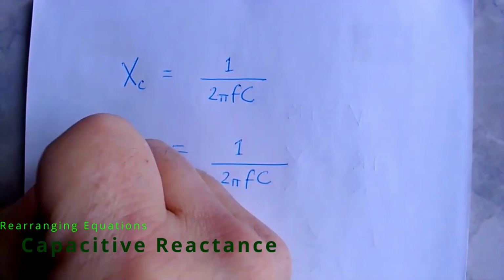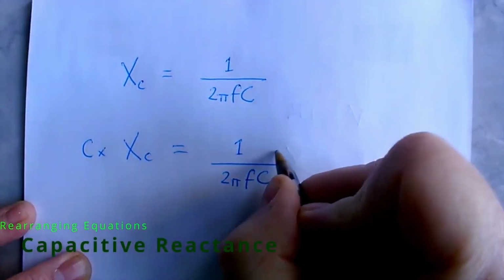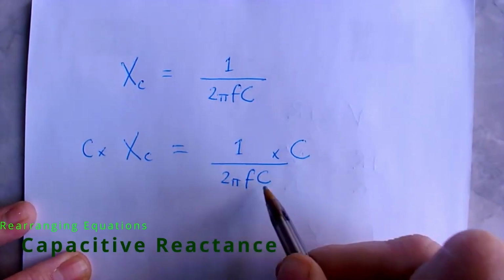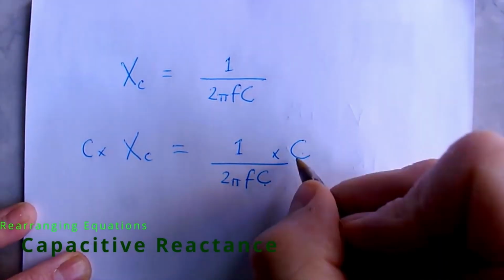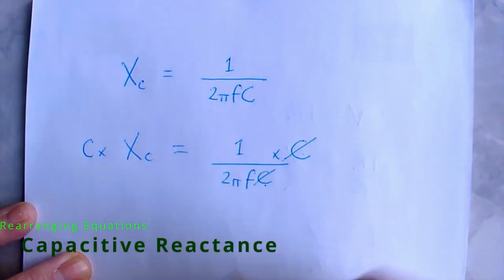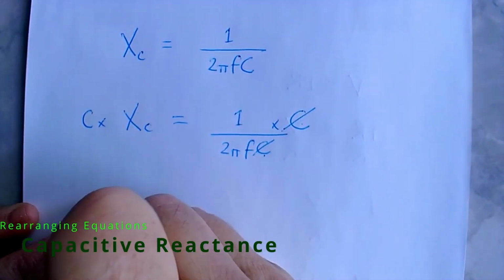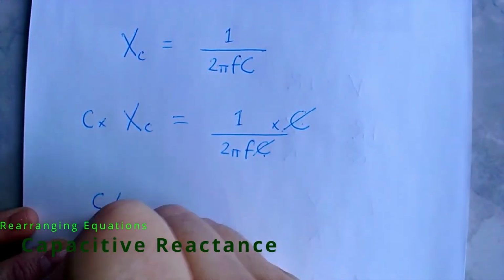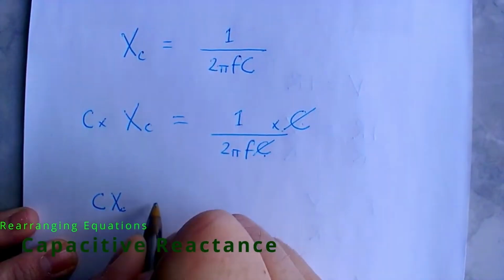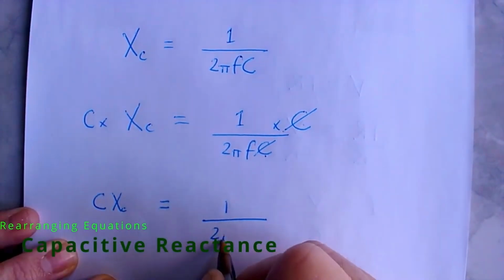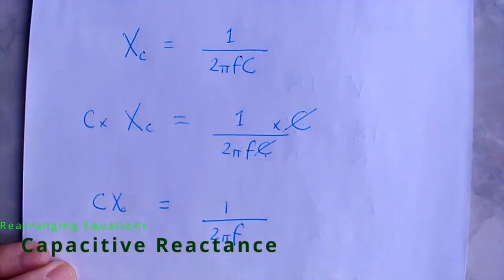So I'm going to multiply this side by C, and then I'm going to multiply this side by C. C divided by C is 1, so this effectively cancels out. So let me write it without the multipliers now. So I've now got C multiplying Xc equals 1 all over 2 pi f.